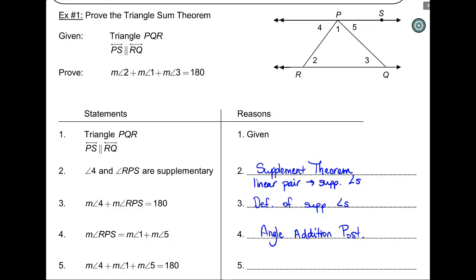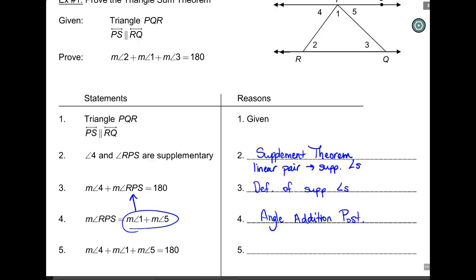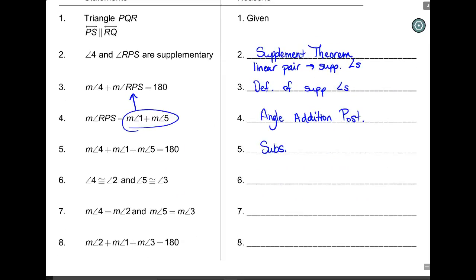Okay, so now the next one is substitution. Because you already have 2 statements that have it. Yeah, no, this one is specifically substitution. So here's what I'm doing. I'm replacing this for this. So basically I'm saying measure of angle RPS, I'm replacing that with angle 1 plus angle 5. I know it looks like a transitive, but this one is actually substitution only. There are some places where you're just replacing something with something else that it's equivalent to. Transitive is statement.